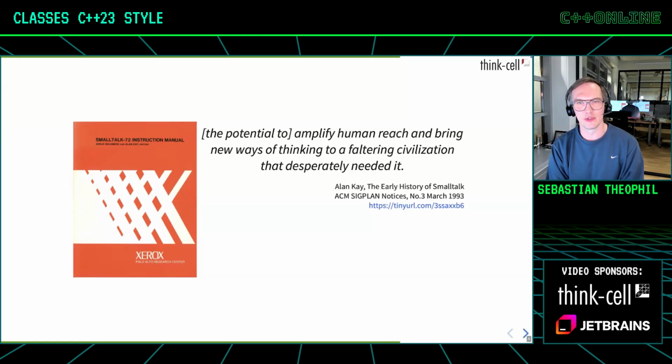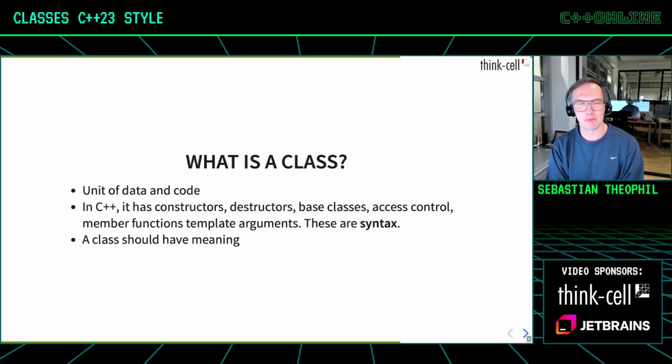Okay, now back to basic C++. What is a class in more profane terms? The definition you probably know is that a class is a unit of data and code. So in C++, it means that it has constructors, destructors, base classes, access control, template arguments, whatever. These are all the syntax of a class. But a class, as I've said, should also have some meaning. It should represent something in the world, at least in the mental world of your project.